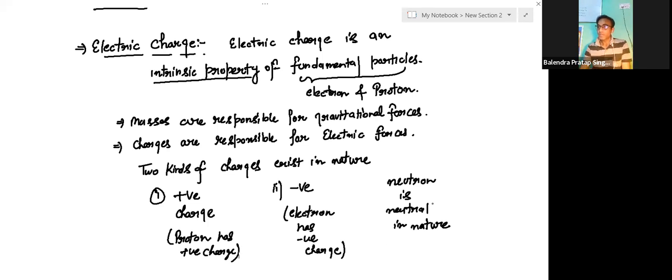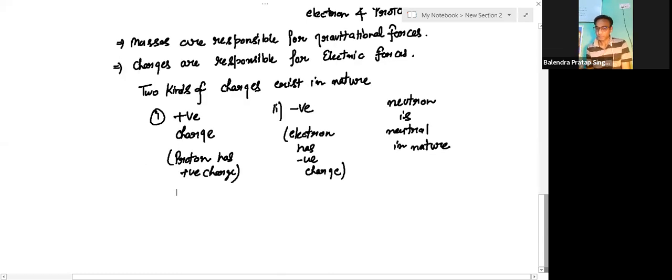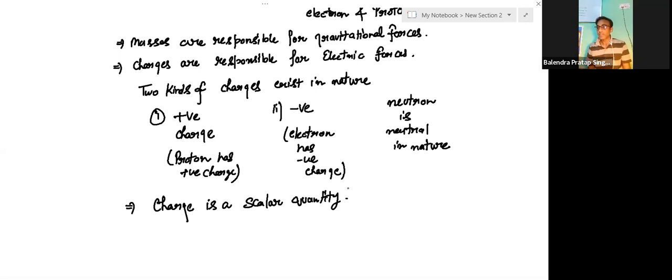Some important points about electric charge. Electric charge is a scalar quantity, such as mass is a scalar quantity. It has only magnitude, it doesn't have direction. Does everybody know what a scalar quantity is? Scalar quantity means it has only magnitude and no direction. Charge is a scalar quantity. It's an important point.